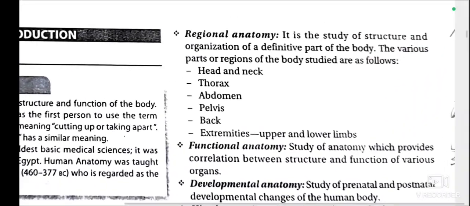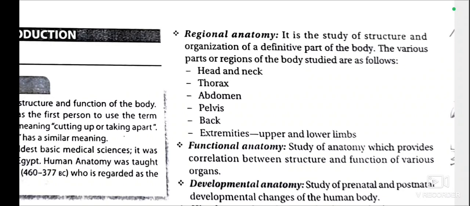The next type is regional anatomy. Regional anatomy is the study of structure and organization of a definite part of the body, studying a specified part in detail. The various parts are head and neck, thorax, abdomen, pelvis, back, and extremities. Upper and lower extremities both come under extremities. This is about regional anatomy. Some more are there, which you can discuss in later classes or in higher education.